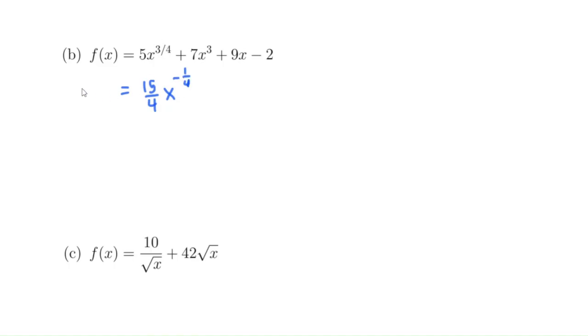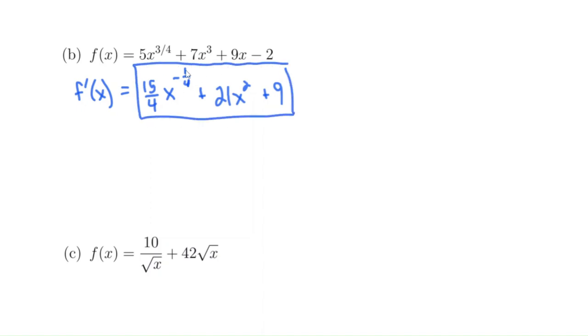Oh, by the way, I put equals. What I should put is f prime of x is equal to this. So f of x is not equal to this. F prime of x is equal to this. 15/4. So I got that by doing 3/4 times 5. Get 15/4 times x to the, and then you remember you lower the power by 1, you get negative 1/4. 3/4 minus 1, or 3/4 minus 4/4 would be negative 1/4. Plus 21x squared. Derivative of 7x cubed is 21x squared, plus 9, derivative of 9x is 9, and the derivative of 2 is 0. Okay, so this is our final answer.